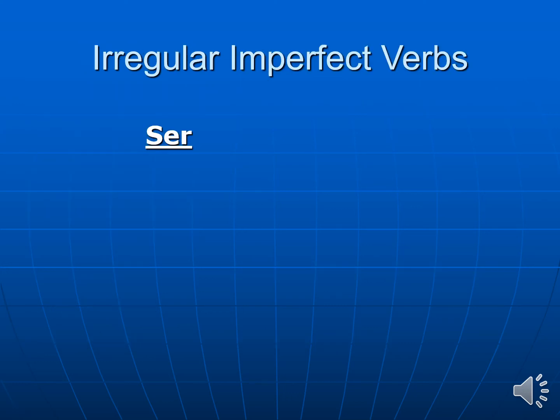The irregular imperfect verbs, as I mentioned, are only 3 of them in the whole dictionary. The first one is the verb ser, to be. And it's a characteristic of what something used to be characteristically. So you could say, yo era, I was. Tú eras, you were. Or él era, he was.